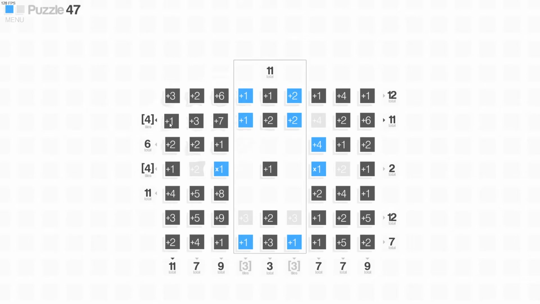And we can do 7 and 1, or 6 and 2. But there's no way to make 8 with this 3. So we can exclude that. And that means we can look at this second column here. The total is 7. We can do 5 and 2, but there's no more 3. So we'll never be able to use this 4.